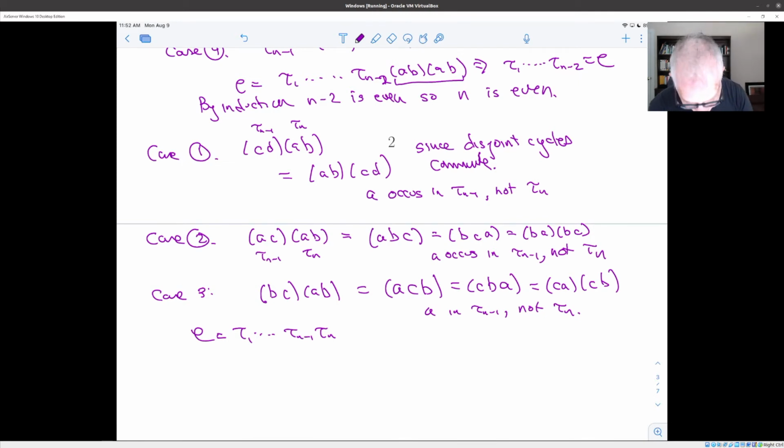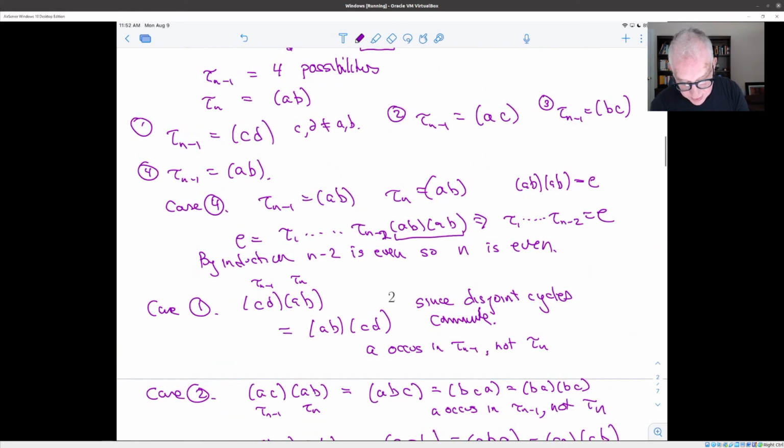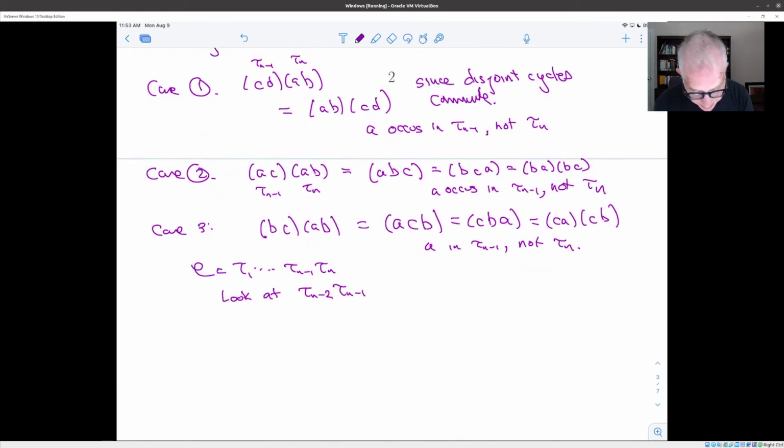Now we look at tau n minus 2, tau n minus 1, and now there's two possibilities. I should mention, in the very first case we looked at, case 4, we didn't move A one step to the left, but we shortened the expression because we canceled off the ABs. So either tau n minus 2 is the same as tau n minus 1 and they go away, or we're in the other cases and we can move A yet another step to the left without having it occur to the right of that point.